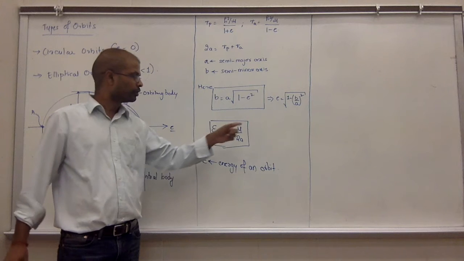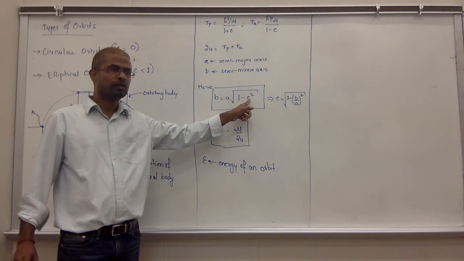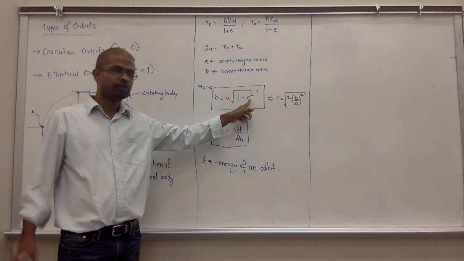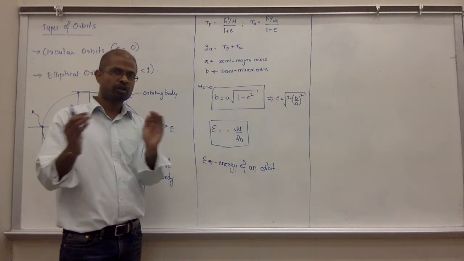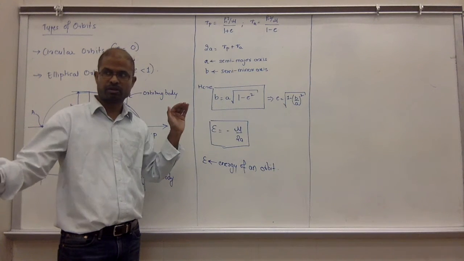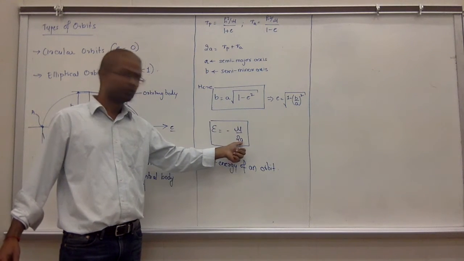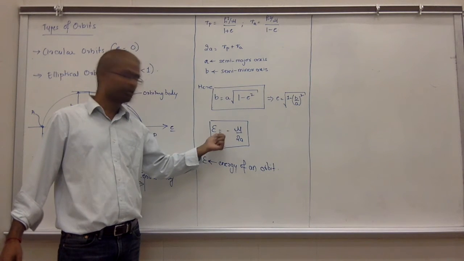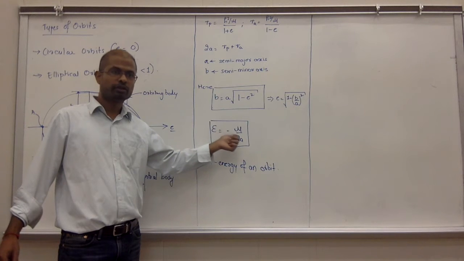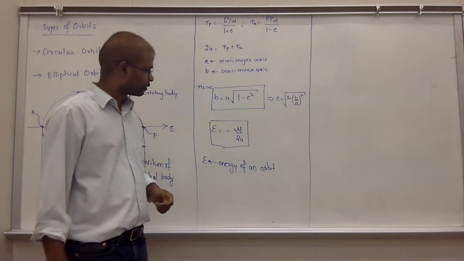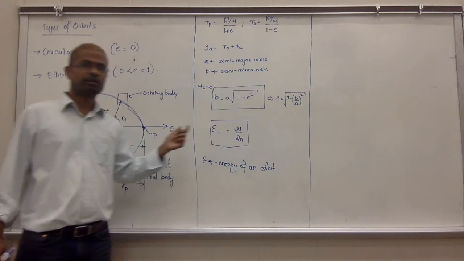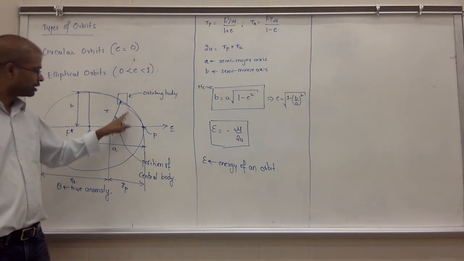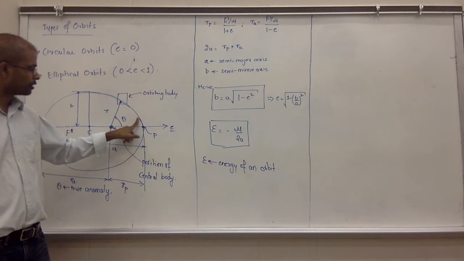Okay? So if you have E equal to 0, it's always a circle, but it could be a smaller circle or a bigger circle. That is defined by this A. And the energy of an orbit is only a function of the size of the orbit. So when you say energy, you should understand. Just give this a thought.